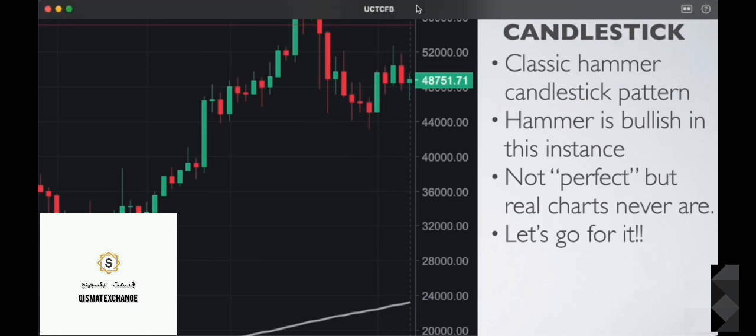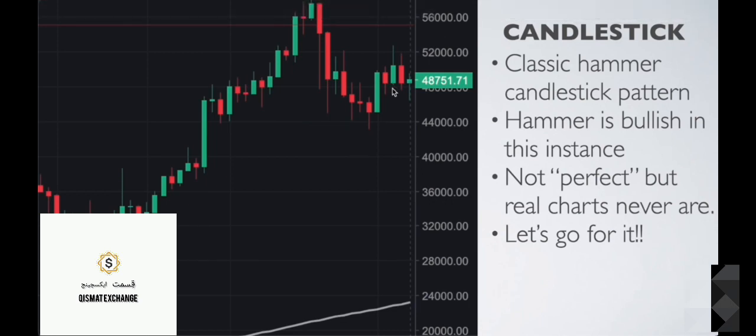Like we said, classic hammer candlestick right here. It's not absolutely perfect like we saw in those diagrams. Real charts never are. You can see a huge down move, sellers trying to push it down, moving up right here. Definitely a hammer. That's a bullish move telling us that buyers are pushing it up. And for this session, it finished green.